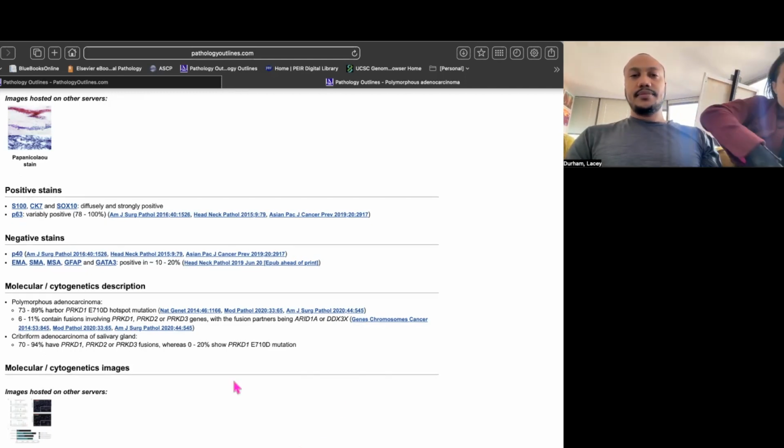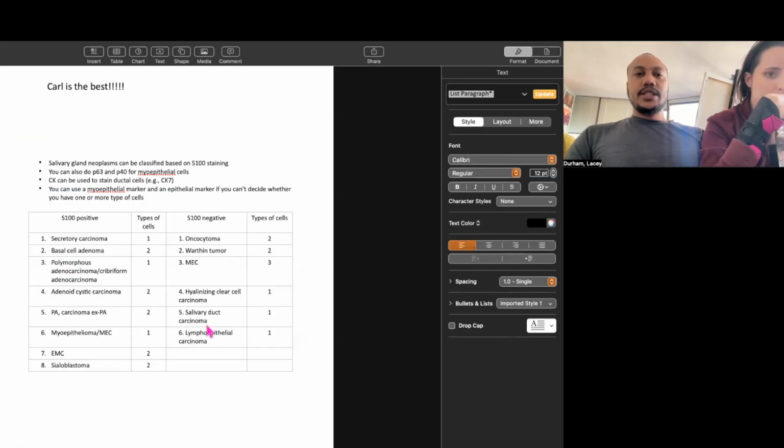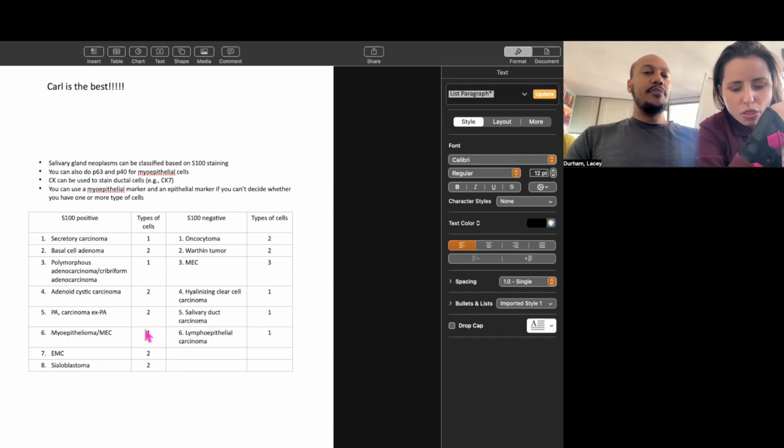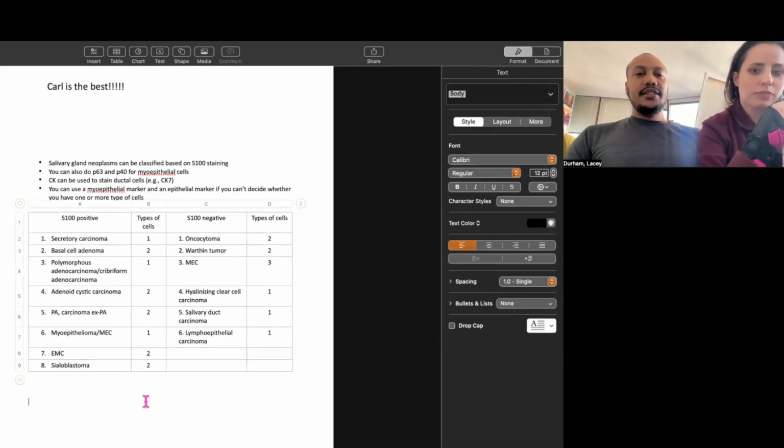Let's go back to our chart. Where's our chart? It's here. Okay. So then you have myoepithelioma and myoepithelial carcinoma. They are composed almost entirely of myoepithelial cells. Checks out. Epithelial-myoepithelial carcinoma, you have an epithelial component and a myoepithelial component, two cell types. And then sialoblastoma is a pediatric lesion.